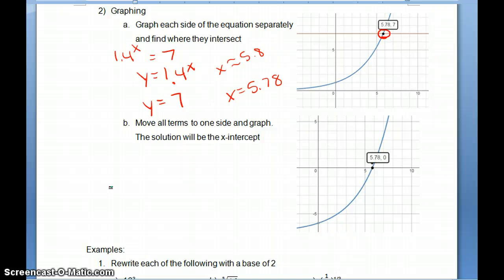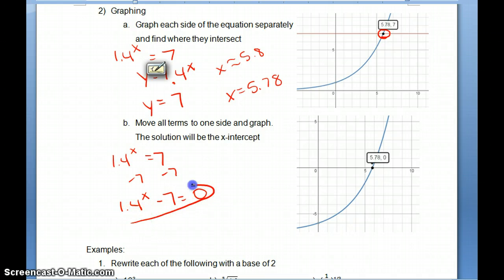And then if you guys remember from those previous units, what we could have also done was move everything to one side and then look for where your value is equal to 0. So if we had 1.4 to the power of x is equal to 7, move everything to one side, so we'll subtract 7 from both sides. So we'd have 1.4 to the power of x minus 7 is equal to 0. Graph this, or you'd graph it as y is equal to 1.4 to the power of x minus 7. Then look for where it's equal to 0.